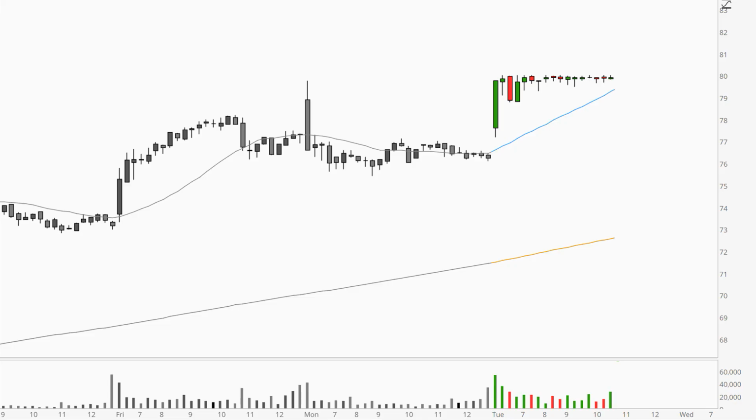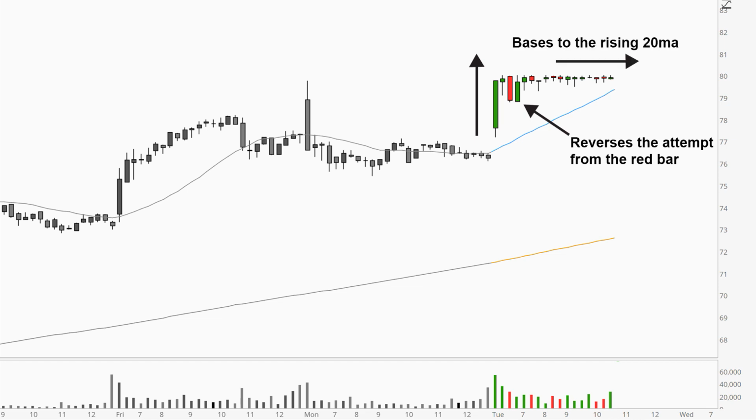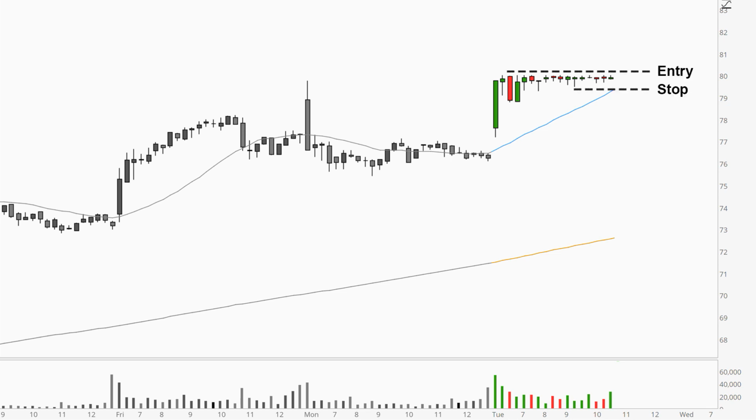First, we have APPN on the 15-minute chart. We get the nice rally at the open, and check it out. It tries to pull back and it fails, and then it just bases at the high. Look how pretty that setup is. You wait for that 20 MA to catch up, entry, stop, and to infinity and beyond.